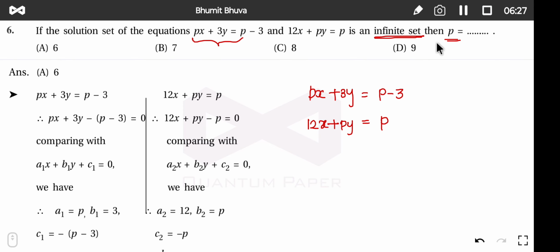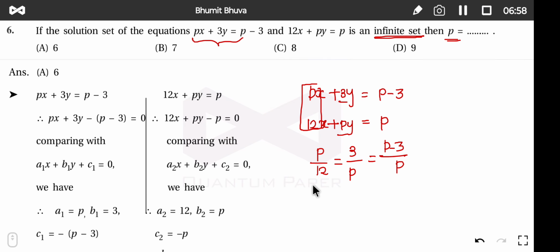If the solution is infinite, then we know the condition a1 upon a2 is equal to b1 upon b2 is equal to c1 upon c2. So we'll use that ratio. a1 upon a2, the first ratio, is p upon 12. All the ratios are equal, so the coefficient of y ratio is 3 upon p. We can take the third ratio also, that is p minus 3 upon p.